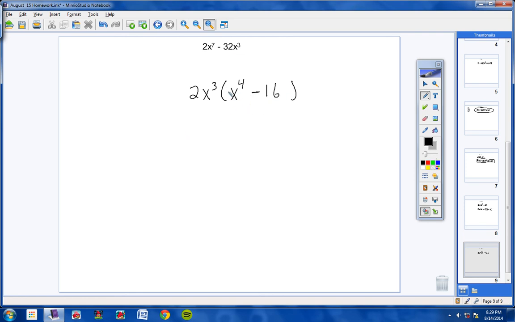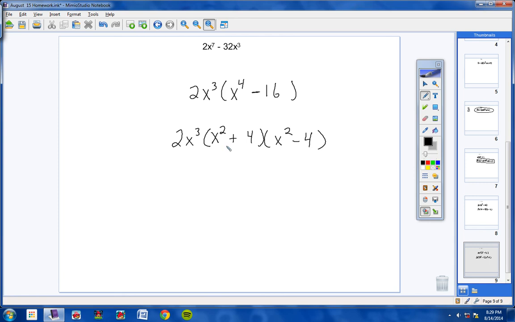Now let's look at our binomial. I notice the first term is positive and the second term is negative, and I notice I have perfect squares. Both of these terms are perfect squares. So I'm going to bring down my 2x cubed, and because we're dealing with perfect squares, I'm going to put 2 little parentheses, and here we go. The square root of x to the 4th is x squared, so I put an x squared here and an x squared here. The square root of 16 is 4, so I put a 4 here and a 4 here, make one positive and make one negative.